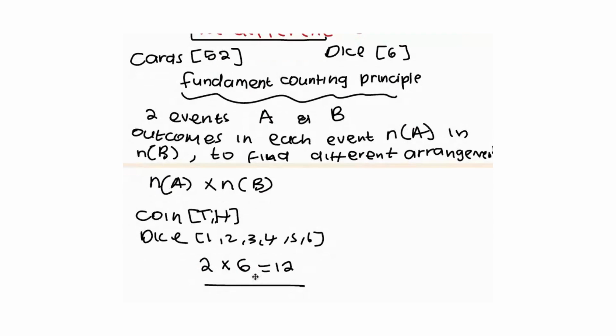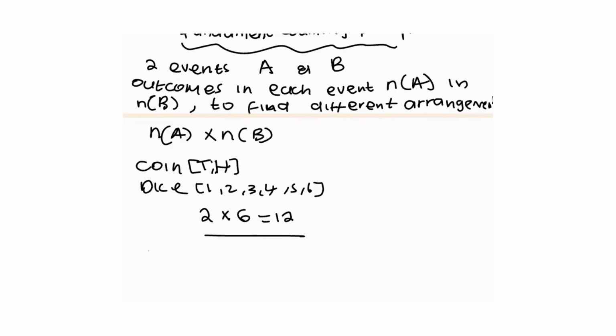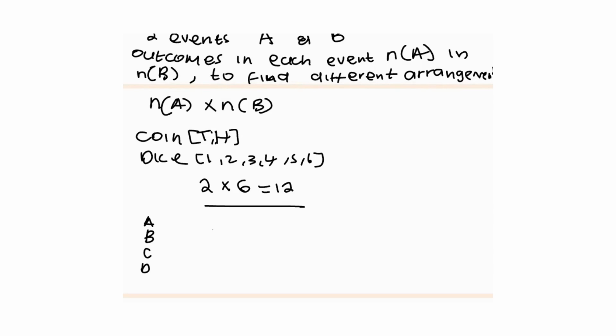So now it means every time you have different events taking place, if you have event A, event B, event C, event D, to find the total different combinations that you can make when these events are taking place simultaneously, you will say the total outcomes in event A times the total outcomes in event B times the total outcomes in event C times the total outcomes in event D. So that is the formula that you will use to find the total outcomes.